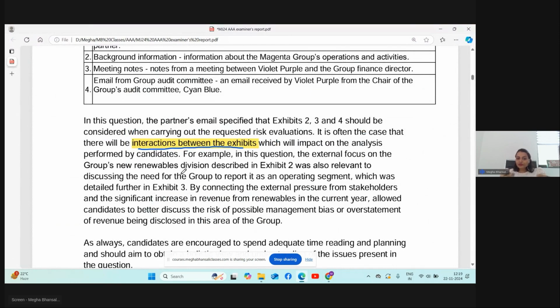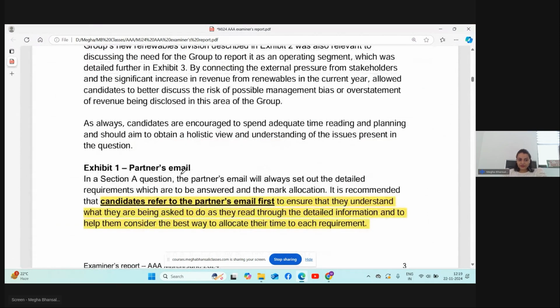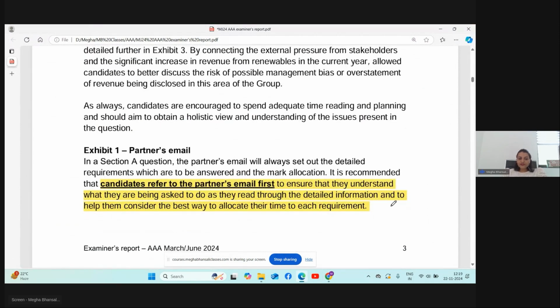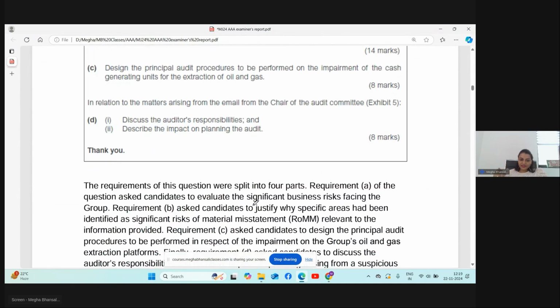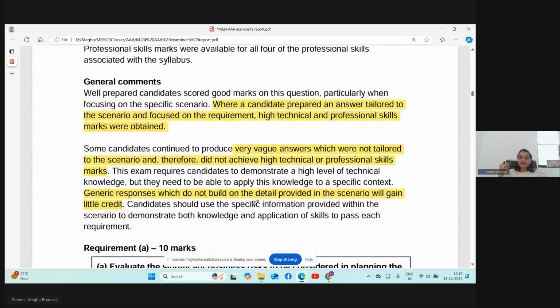So it's important to interact between the exhibits. They have given the same tip here, that you please read the question first and then you read your exhibits. They've explained the entire question here. Now let's see what are the problems that they have highlighted. It says, where a candidate prepared an answer tailored to the scenario and focused on the requirement, high technical and professional marks were available. So you got both technical and professional marks.